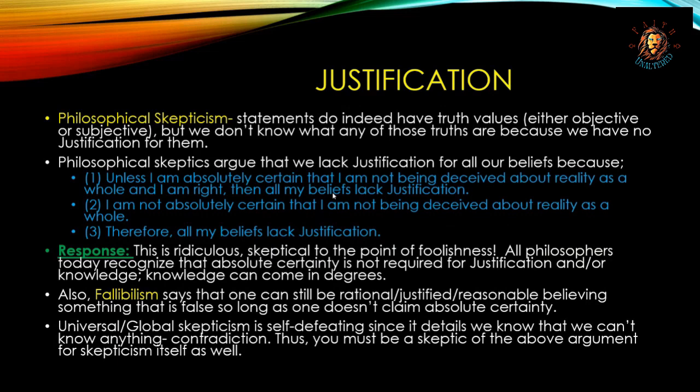Okay, cool. Now, just looking a little bit more at justification, we're almost done here. There is a position called philosophical skepticism, which you should be aware of. Basically, philosophical skepticism says, look, there are indeed truth values, and those truth values can either be objective or subjective. So there are philosophical skeptics who are relativists. There are philosophical skeptics who are realists. There are no philosophical skeptics who are nihilists, right? They say there are truth values. They're either objective or subjective. We don't know. We don't care.